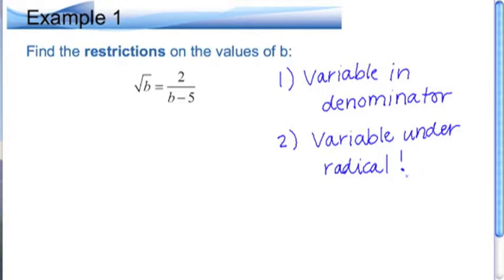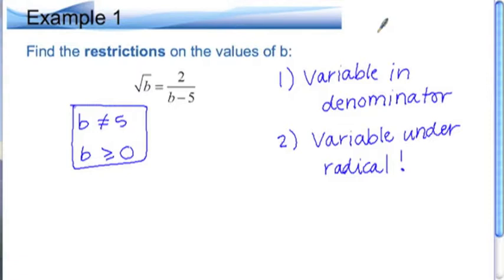Now, we have one restriction. We know that b can't be 5. We can say b does not equal 5. But the other has to do with this radical. And you simply take whatever's under there, set it greater than or equal to 0, and solve for the variable if it isn't already solved for. So here's the answer to example 1.